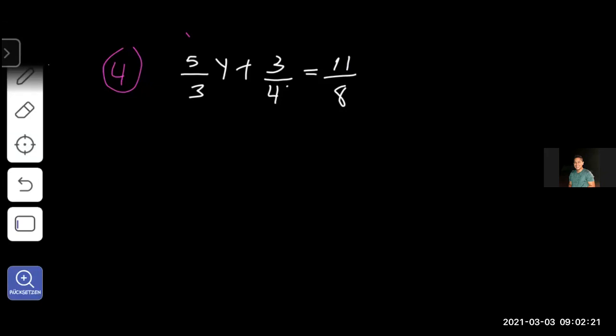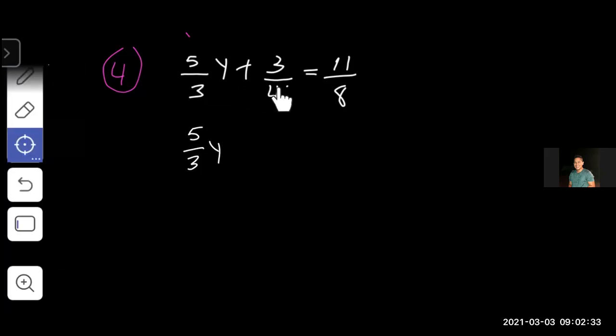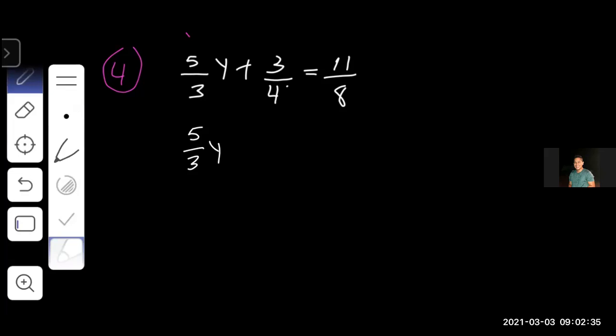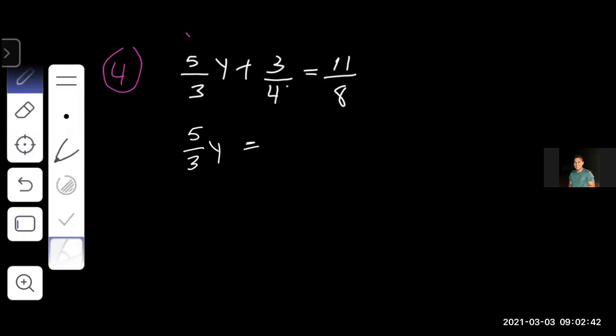Our main goal here, guys, is to leave y alone. First of all, let's start off by rewriting this and leaving the variable on one side: 5/3 of y. Do we have any other y? No. Okay, let's put equals. Let's copy the constant terms on the right side. 11/8, guys, is already here on this side.